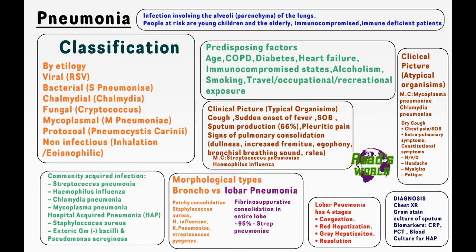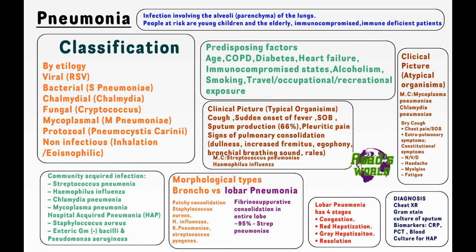and increased fremitus. Now, the atypical organisms, most commonly Mycoplasma pneumoniae, Chlamydia pneumoniae, but right now we are seeing COVID-19 as a major cause of atypical pneumonia. We all know that. Now, the main atypical symptoms are dry cough, chest pain, extrapulmonary symptoms, headache, myalgia, fatigue. You can see similar symptoms with COVID-19 as well.